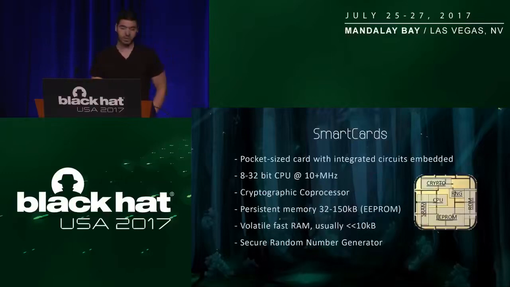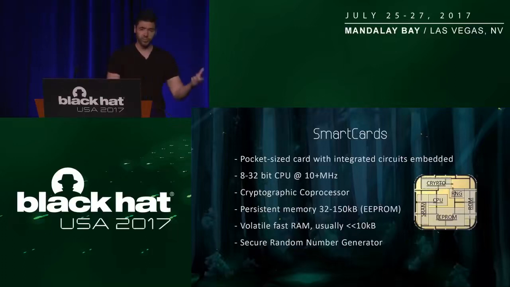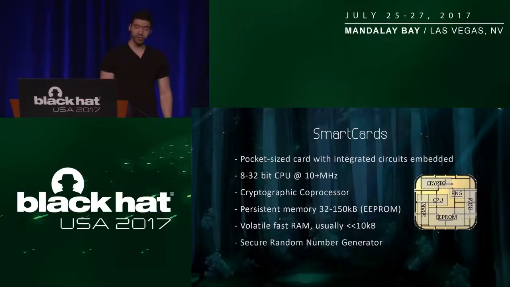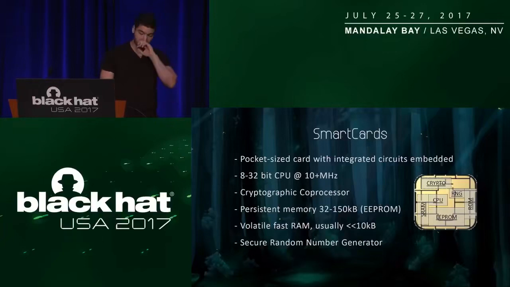So to begin with, smart cards. By smart cards, we mean a pocket-sized card which features an embedded integrated circuit. Usually smart cards have a CPU and a cryptographic processor, which is aimed to do specific operations very fast. The CPU can do any operation, but it's usually slow. They usually have two types of memory. One is the persistent memory, which we have more of, like 150 kilobytes usually. There are some cards offering up to 1 megabyte, but these are rare cases. And then there is a volatile RAM, which is very fast, but we have a limited amount of it, usually less than 10 kilobytes.